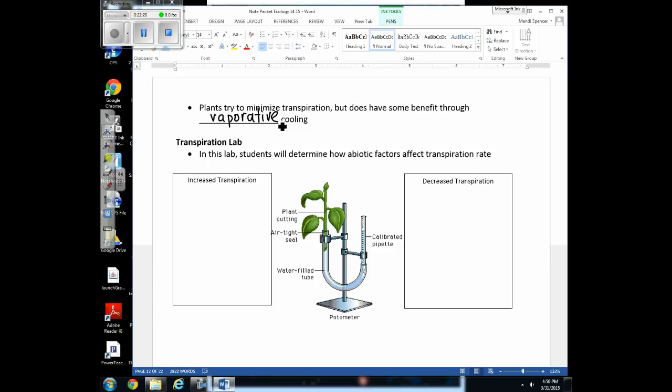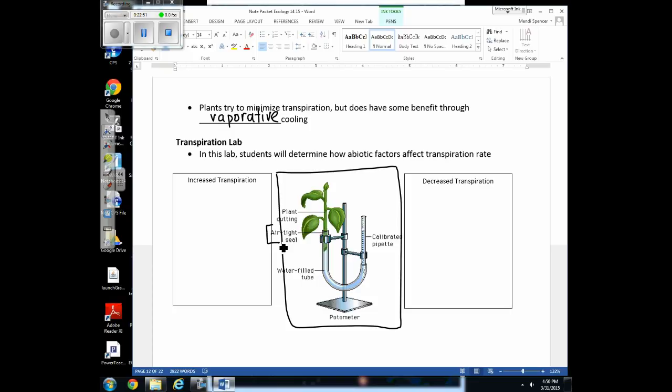The method that we're going to use is easy and it's simple, and it's not going to look quite like this. This is sometimes difficult to set up. You have to have an airtight seal, and if you don't, water leaks out and you're not going to get good results. But if you see this setup, then you should know that the people that are conducting this lab are trying to measure transpiration, or the amount of water that's lost by a plant over time.